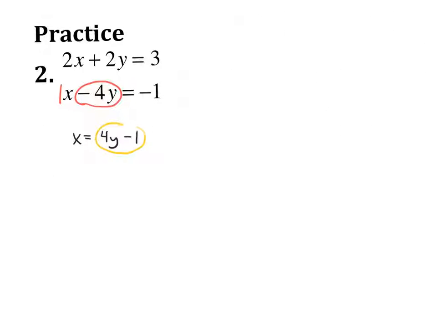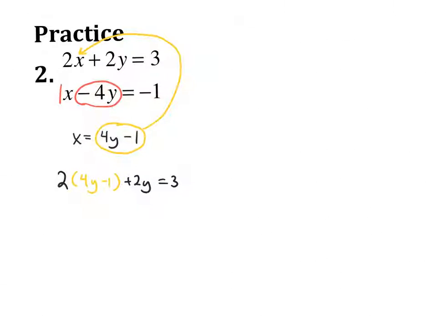Now, what do I do with this right there? Good. So we are going to take that. You don't have to draw all these arrows. I'm just drawing this right now so that you can see it. But life's probably easier without the arrows. So we are going to substitute. Now I say 2, instead of saying x, I say 2 times 4y minus 1 plus the 2y equals 3.